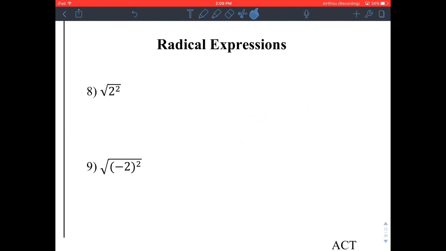Radical expressions. That's when you have a square root. It should be noted that whenever you have a square root, such as what we have here, and the exponent inside the radical is the same number, those are inverse operations, and you're left with whatever the base was, which is a 2. Number 9, we are square rooting a negative 2 squared, so we get negative 2 for our answer.